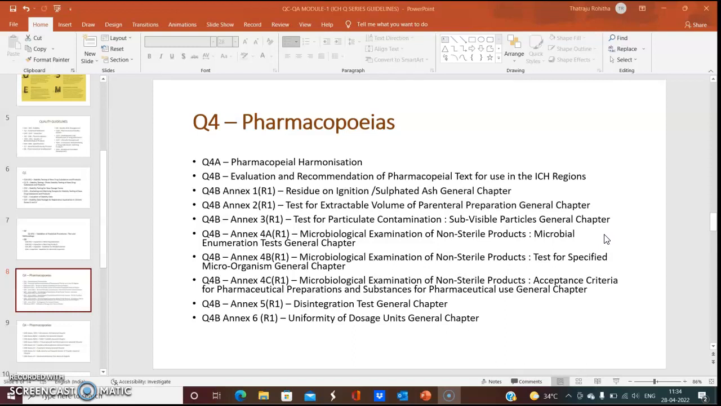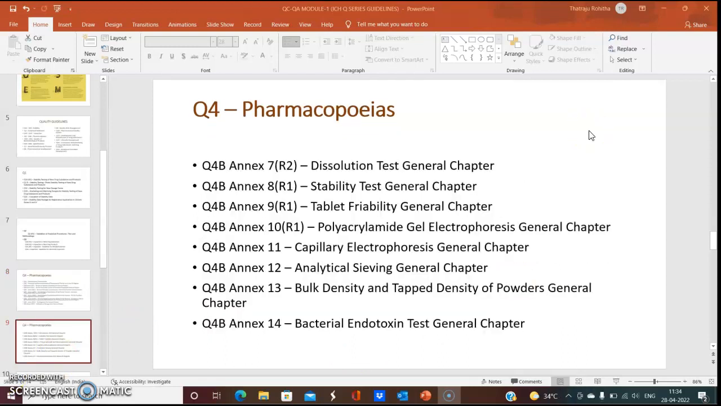Q4B Annex 6 R1 is Uniformity of Dosage Units General Chapter. Q4B Annex 7 R2 Dissolution Test General Chapter. Q4B Annex 8 R1 Stability Test General Chapter. Q4B Annex 9 R1 Tablet Friability General Chapter. Q4B Annex 10 R1 Polyacrylamide Gel Electrophoresis General Chapter.